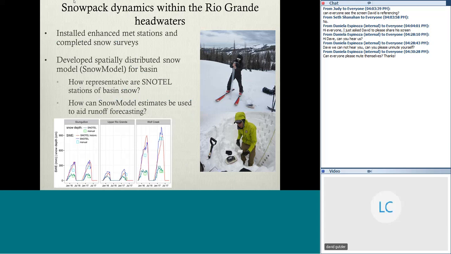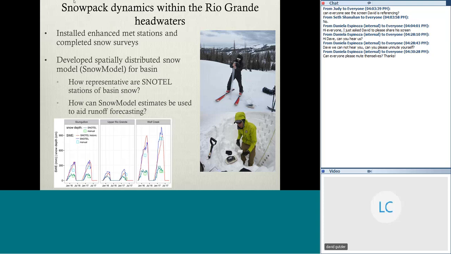As a part of this study, we're looking at snowpack processes and trying to see if we can use a combination of field-based observations as well as modeling techniques to potentially improve snow estimates for the basin.